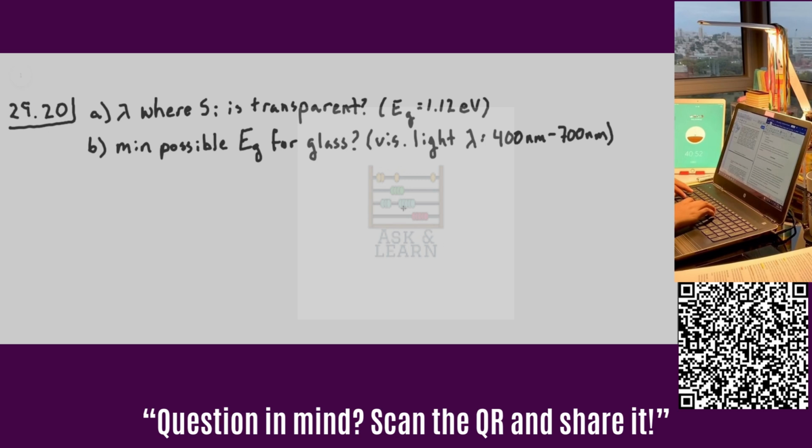So it passes through the solid without being absorbed, because if it has an energy equal to or greater than the gap energy, it starts exciting electrons between the bands, and so it gets absorbed.